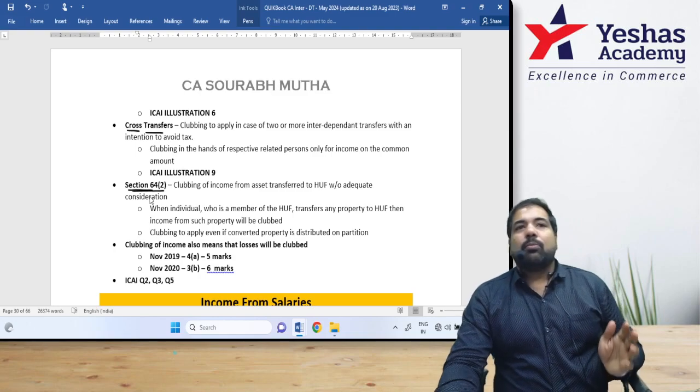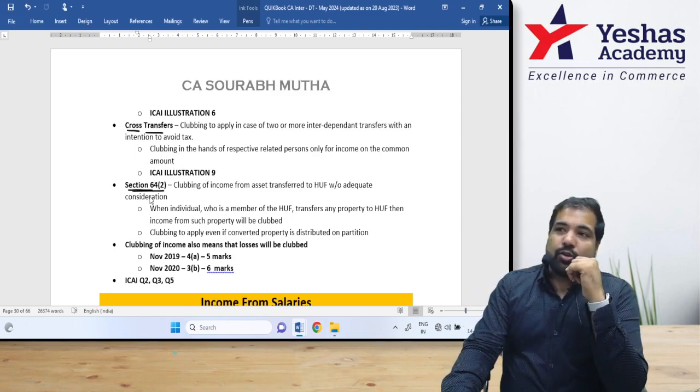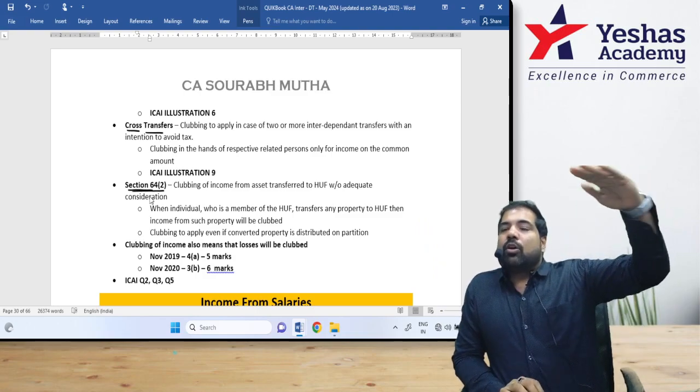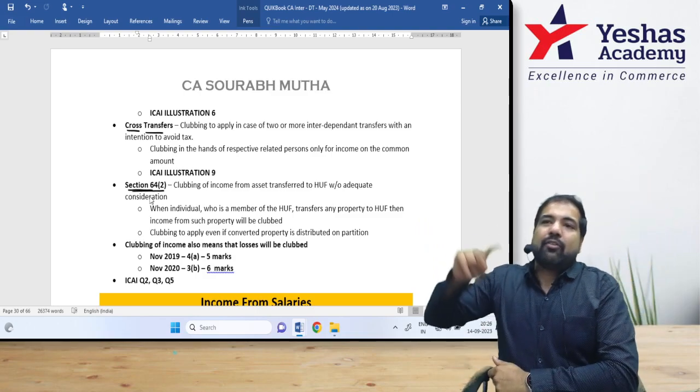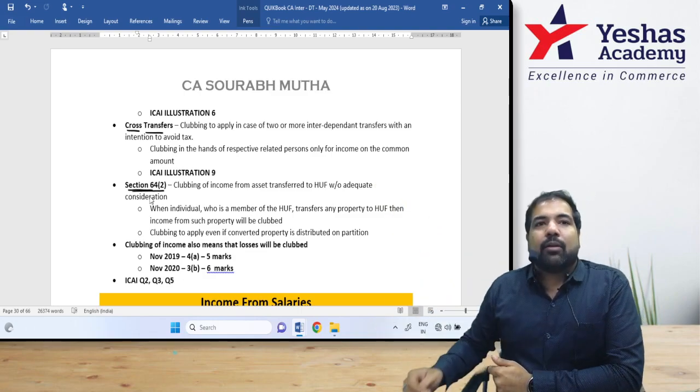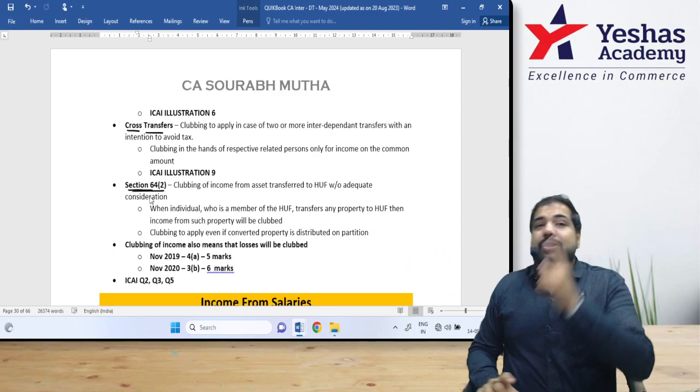Any other important point? Yes. Accretion to income is addition of income, and addition of income is never ever clubbed. So which level is clubbed? Only the first level. Example, I gave a house property to my wife. Will the rental income be clubbed? Yes. Second year rental income? Yes. Third year rental income? Yes. Because it's the same first level.